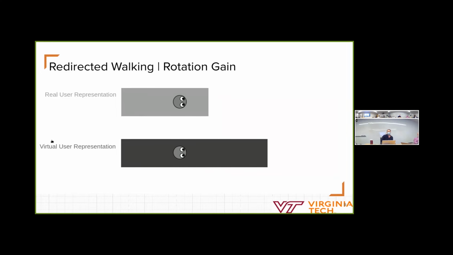Similarly is rotation gain. Instead of the translation, we're going to scale their rotation either up or down. For example, if the user were to rotate 180 degrees in the real world, as you can see here, a rotation gain of 2 would mean that they rotate 360 degrees in the virtual world.